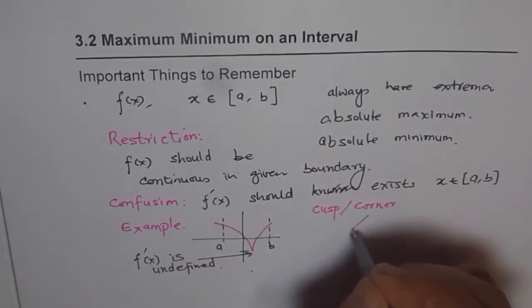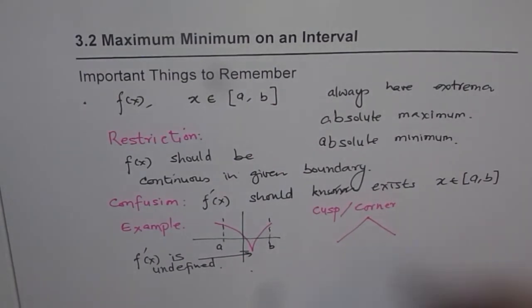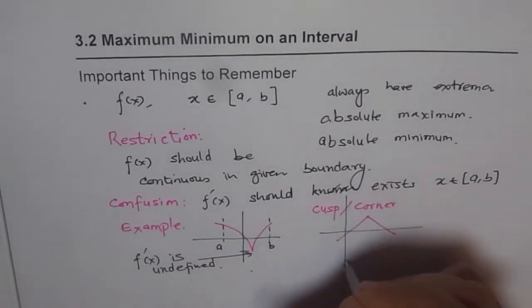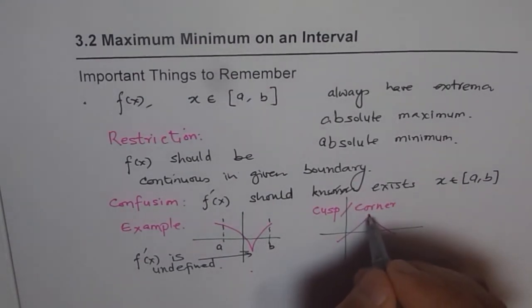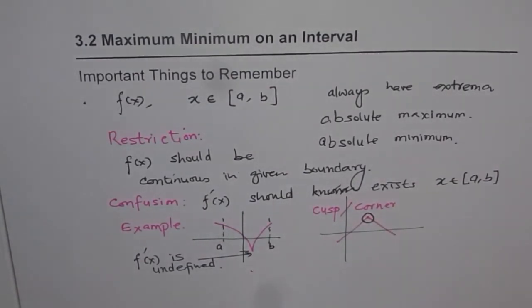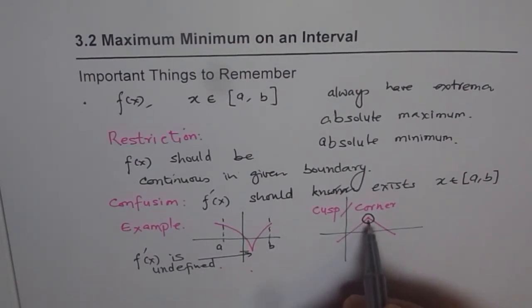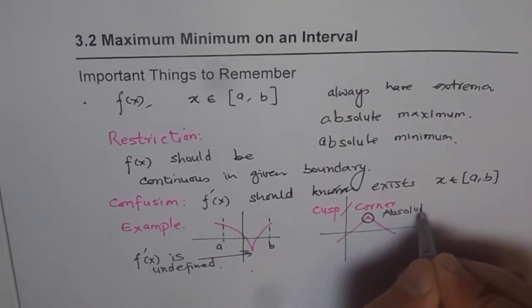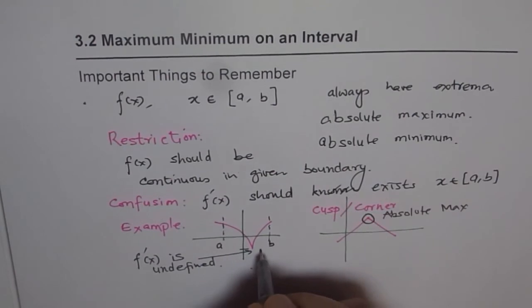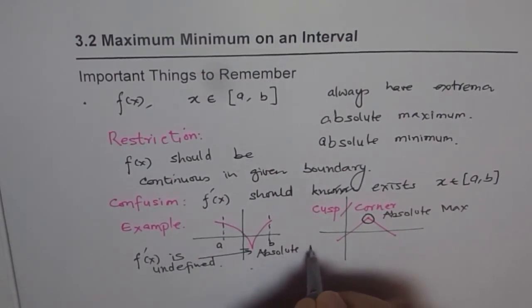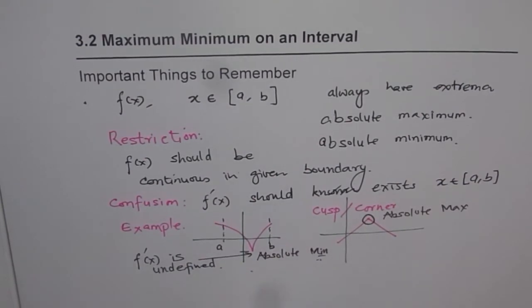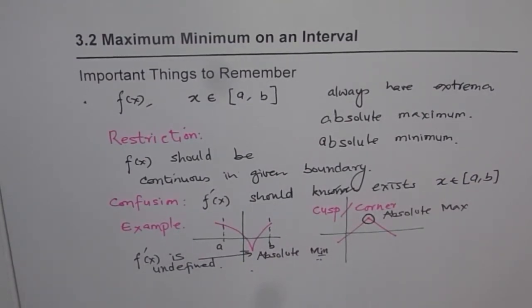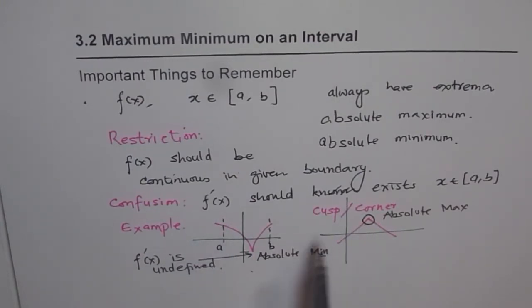That means I could have given you a function like this also, right? So in that case, we do have a function where at this particular point, f dash x is undefined. But as you can see, we have extreme maximum in this case. This is absolute maximum, and this one is absolute minimum value. So we do have absolute maximum and minimum values, even though the derivative f dash x does not exist at these points, right? So that is what I call a confusion.